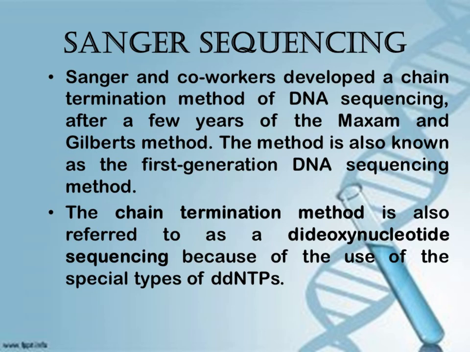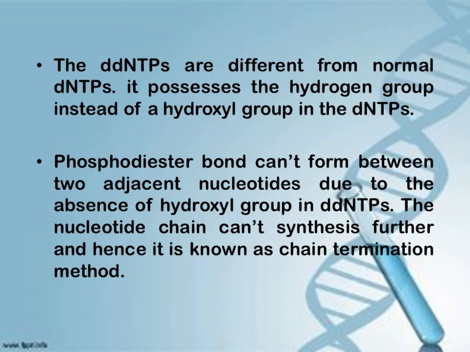Dideoxynucleotide triphosphates. You see, the DD-NTPs are different from normal dNTPs. They possess a hydrogen group instead of a hydroxyl group as in dNTPs. Phosphodiester bonds can't form between two adjacent nucleotides due to the absence of the hydroxyl group in DD-NTPs, and the nucleotide chain can't be synthesized further, and hence it is known as the chain termination method.